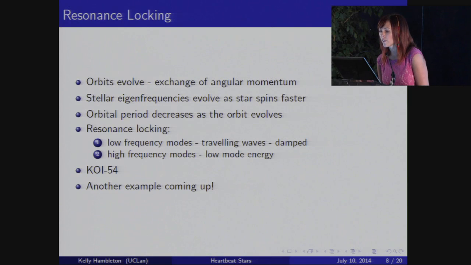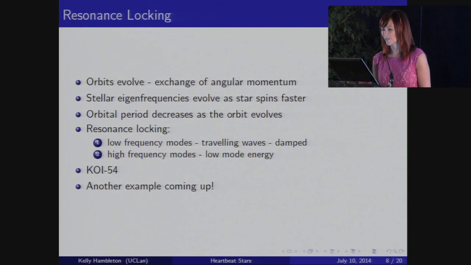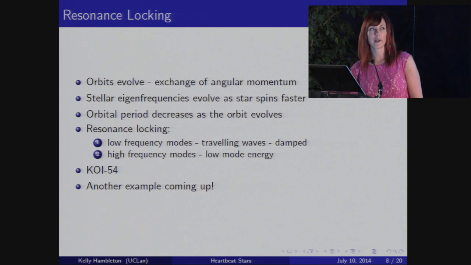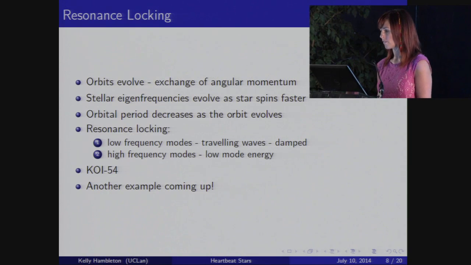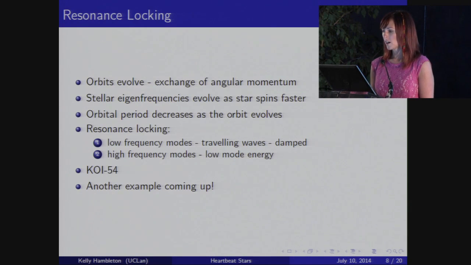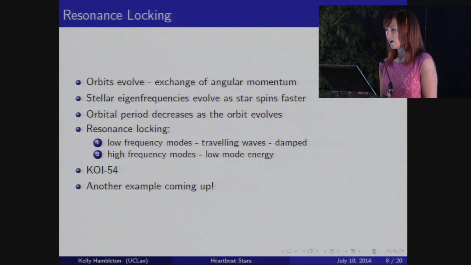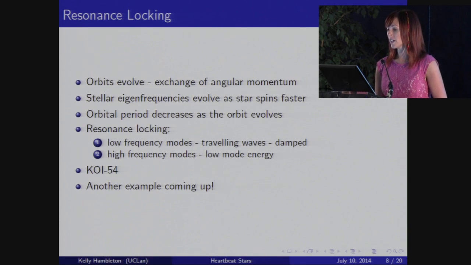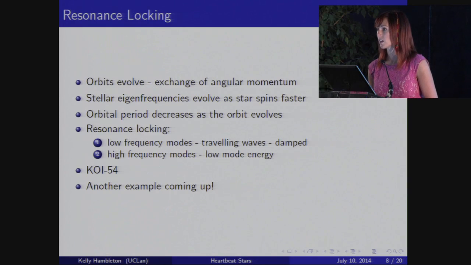So there is also a relatively new theory called resonant locking. That is where we have a mechanism at play where, as the orbit evolves and you have the exchange of angular momentum between the star and the orbit, this causes the stellar eigenfrequencies to change. So you have the natural eigenfrequencies of the star changing along with the period of the star changing.